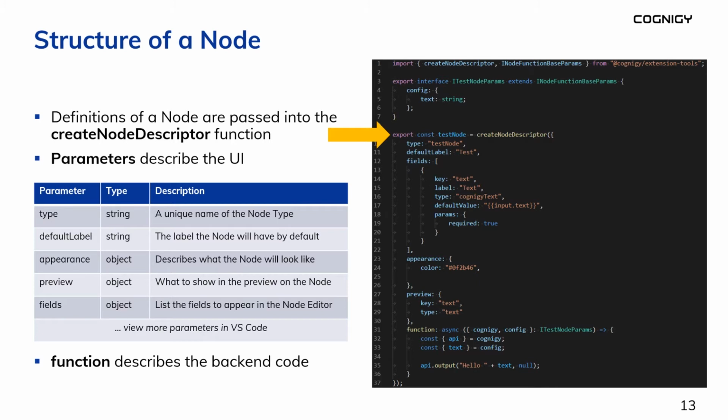And most importantly, there's an object called fields. This lists the fields that appear in the node editor. So when you click on the node in the Cognigy flow editor, the node editor opens on the right side, and you can edit the fields of that node. And those fields are defined here in the fields array, and we're going to dig a lot deeper into that on the next slide. Last but not least, every module contains one function. And the function is an async function that describes the backend code, the code that is executed when the node is hit. And that's what we have here in the example on the right, at the very bottom.